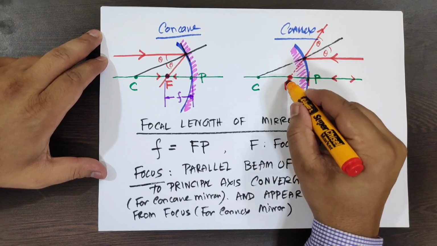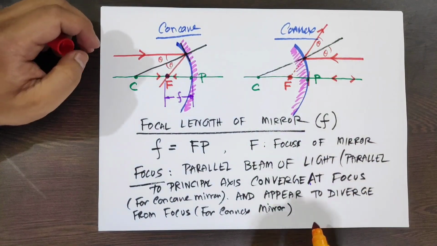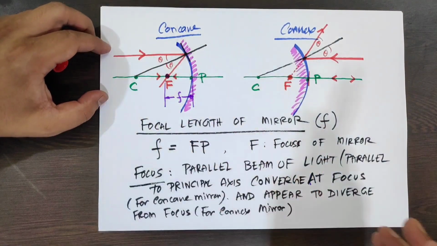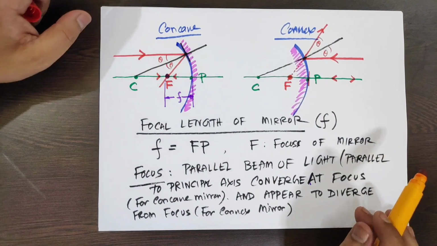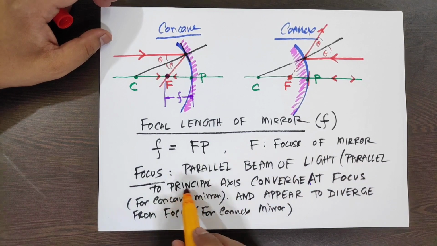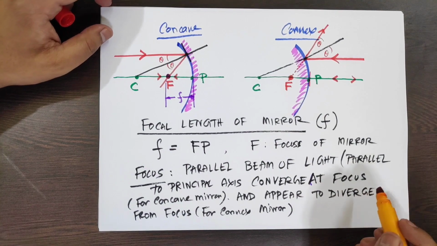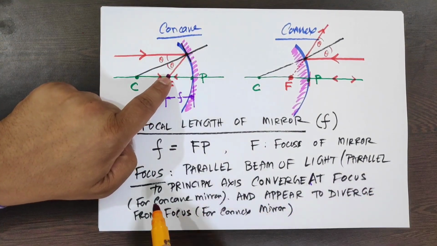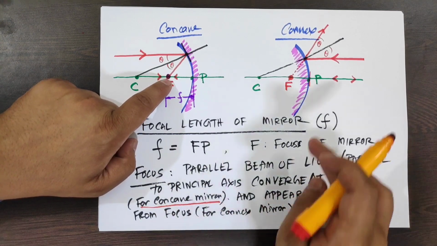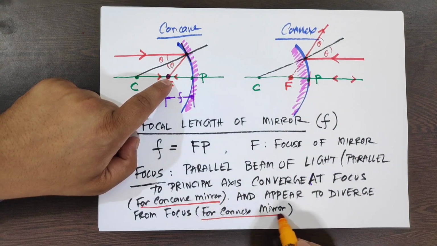So this is the focus. This is the focus for the concave mirror. So see, according to definition, parallel beam of light, say these two light rays make a beam. There are more light rays also. We'll work with two light rays. Parallel beam parallel to principal axis CP converge at the focus for concave mirror and appear to diverge from the focus for convex mirror. Appear to diverge, why?